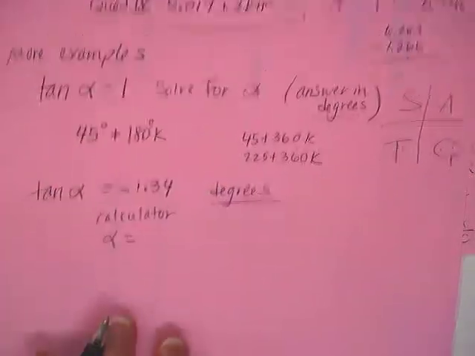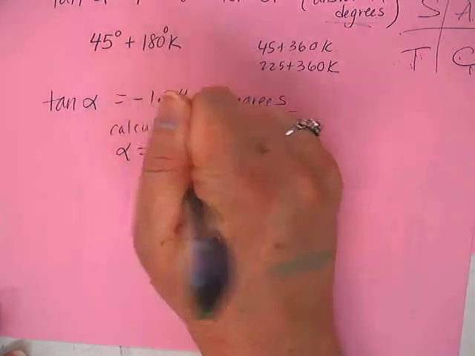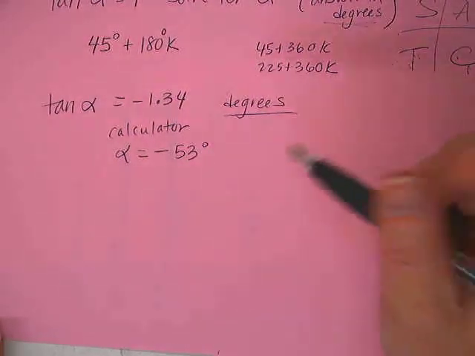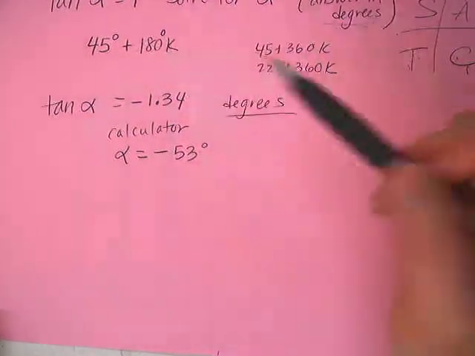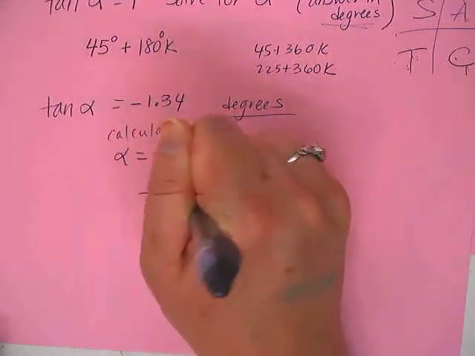So what did your calculator give you? Oh, sorry. You can use your iPods. You just turn it sideways and type it in backwards. Negative 53 degrees.